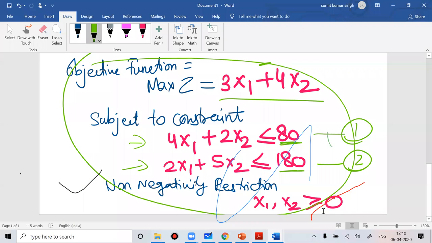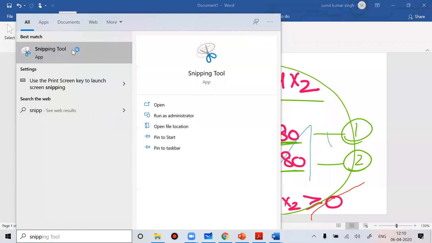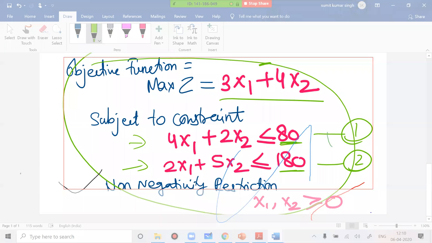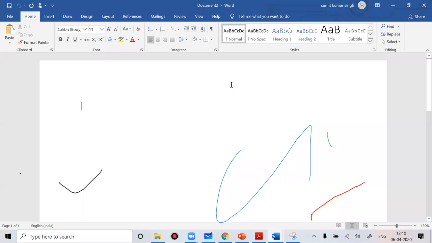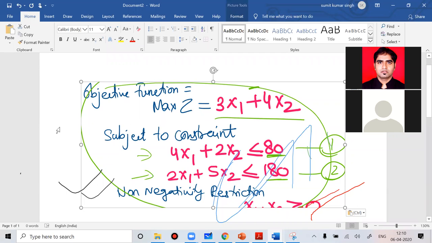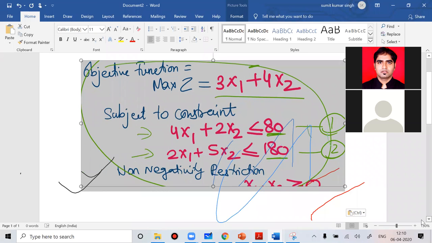This is the mathematical formula you need to write. This is the mathematical formula you have to write. Once you write this formula, if I ask you to solve this, just for writing this, you will get 5 marks.